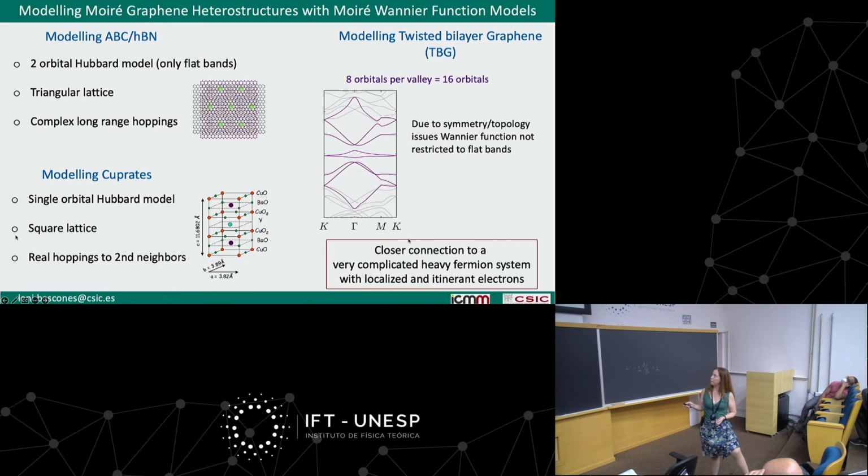Now, in the case of twisted bilayer graphene, what we are going to see, this is for the people in the conference, since I will talk tomorrow, is that the description is much more complicated, and in particular, it's closer to a very complicated heavy fermion-like system. Okay, so I think I will just stop here. Thanks.